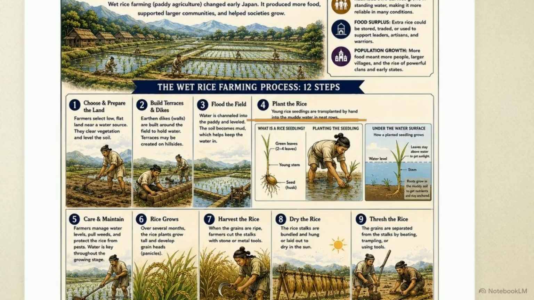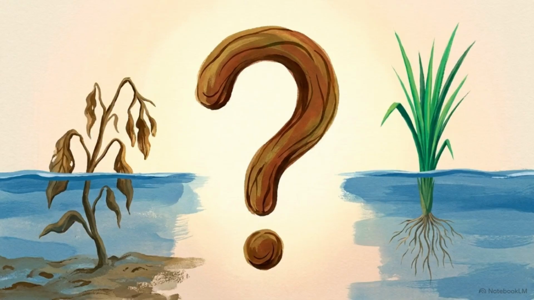Once the field is flooded, you begin planting. As seen in this panel, you take young rice seedlings, ideally with 2 to 4 green leaves, and manually transplant them into the mud in neat, organized rows. This raises a biological question. If the low oxygen mud suffocates weeds, why doesn't it also drown the rice seedlings?